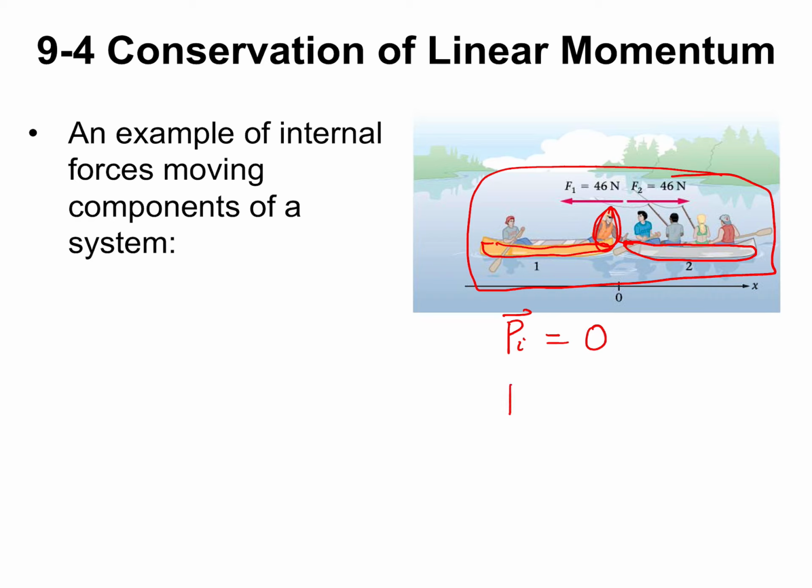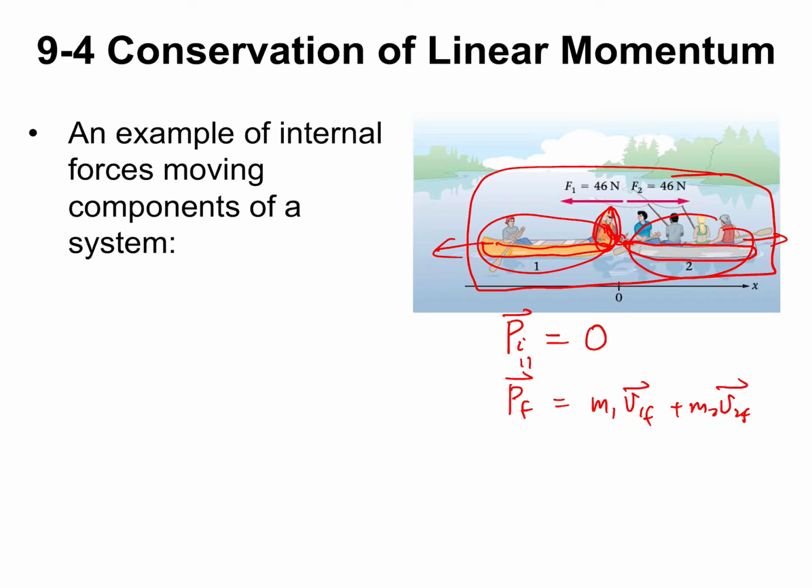Then this guy pushes on this boat. So what is the final momentum? If you do this, this boat moves in this direction and this boat moves in that direction. Final momentum is m1 v1f plus m2 v2f, and final momentum equals initial momentum. Why? Because there's no external force applied.